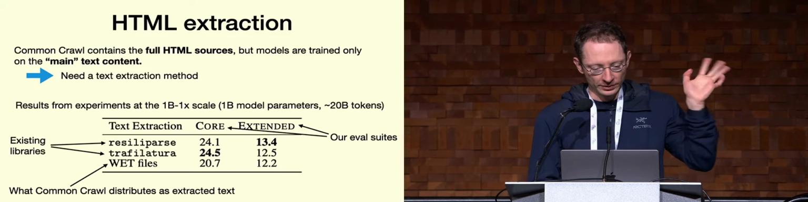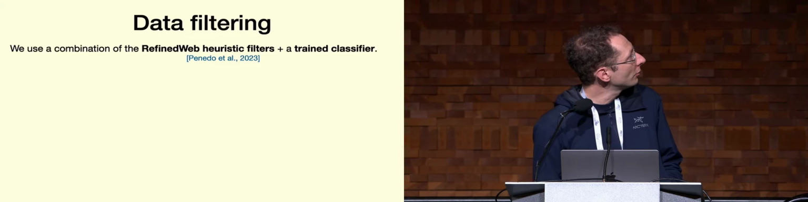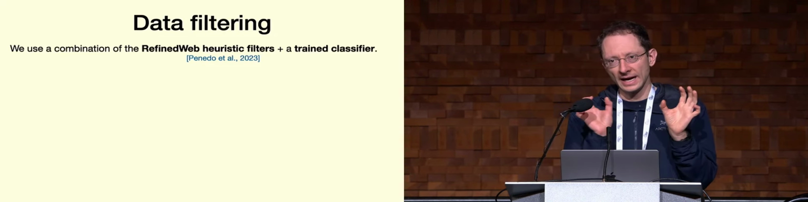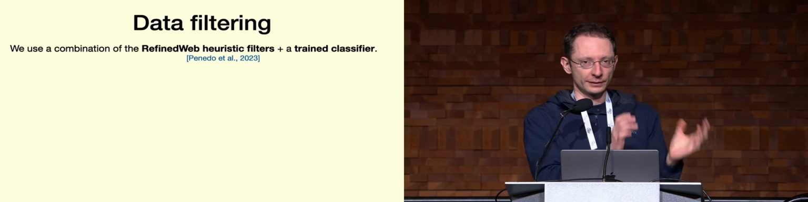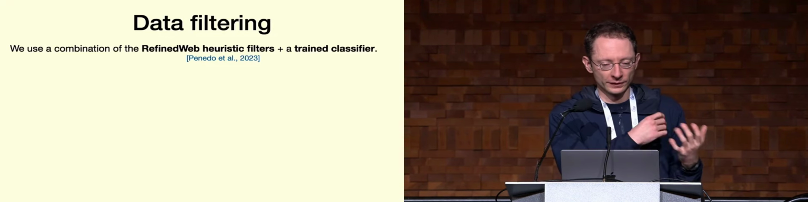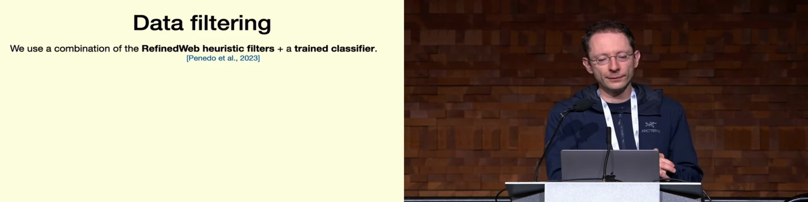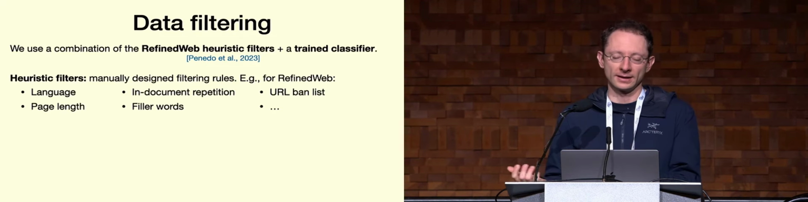Okay, so this was nice. We got some gains here from HTML extraction. But as I mentioned, the key part really is data filtering. And what we did for data filtering, at a high level, you can divide into two steps. One is heuristic filters. Specifically, we'll use the heuristic filters from RefinedWeb, which is an existing open effort for building a good pre-training data set. And then the second part is a trained classifier.